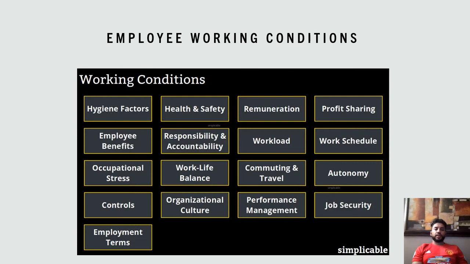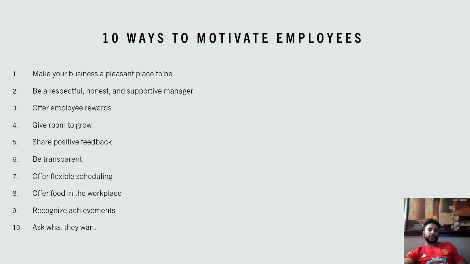Responsibility and accountability, workload, work schedule, occupational stress, work-life balance, commuting and travel, autonomy, controls, organizational culture, performance management, job security, employment terms. This is all self-explanatory stuff. I don't have to go over all this. So these are the employee working conditions that employees look for, basically.